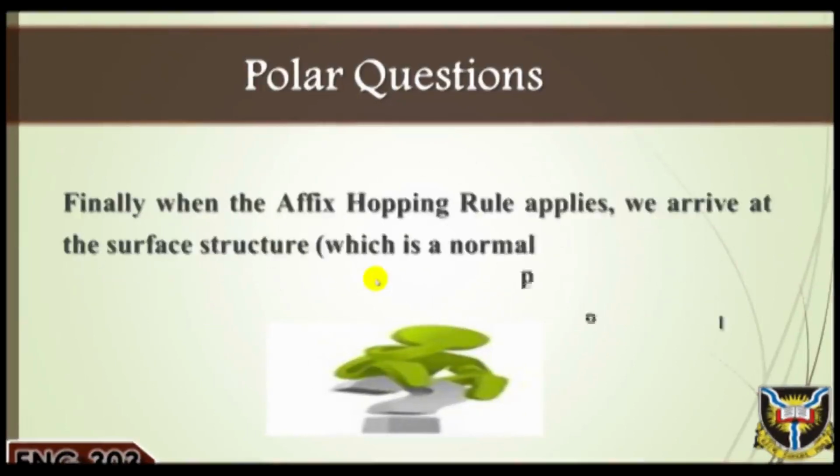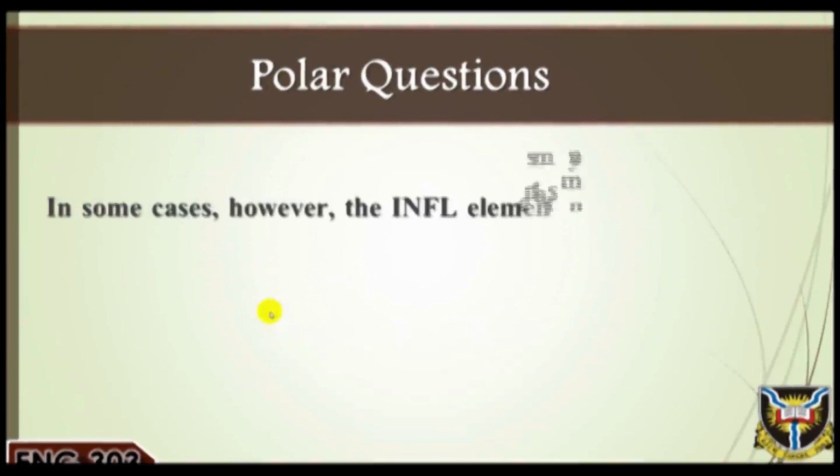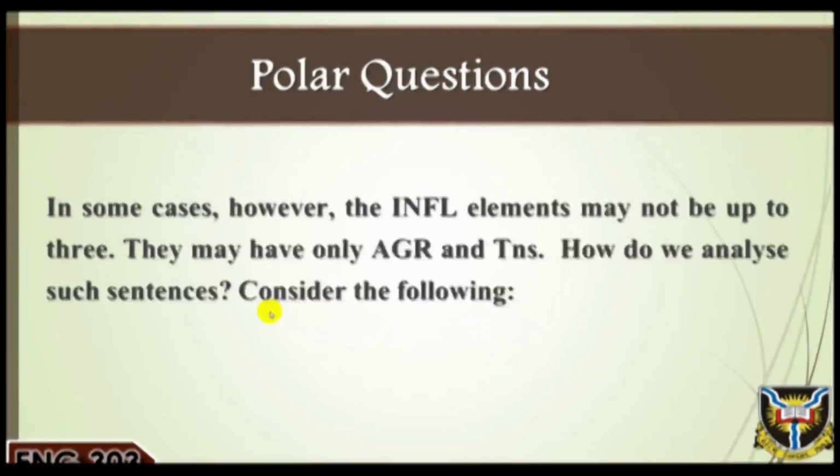In some cases, however, the INFL elements may not be up to 3. They may have only AGR and TNS. How do we analyze such sentences? Consider the following. BC has code.